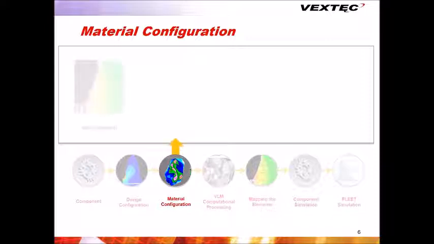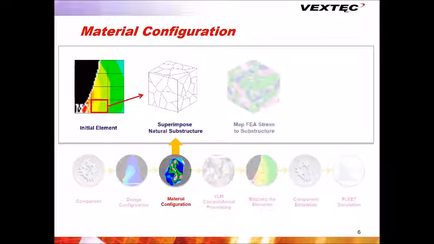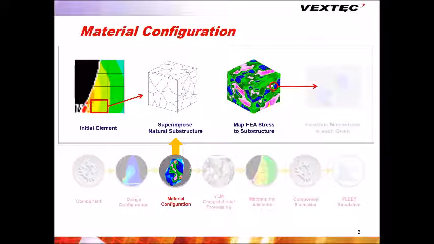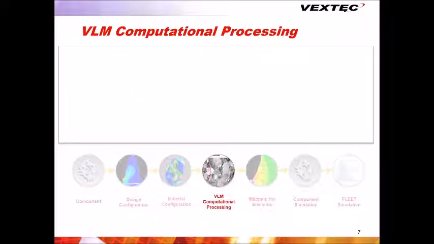VLM extends conventional FEA by superimposing a natural 3D grid within each element of the mesh. The 3D grid is defined by the manufacturing process used to create the material. As shown, the grain structure has inherent variation, which is representative of the material within the actual component. The FEA element stress is translated onto the 100 to 500 grains that make up the 3D material representation. VLM conducts an analysis of all the grains in the 3D representation. This illustrates how the analysis starts with a single grain.